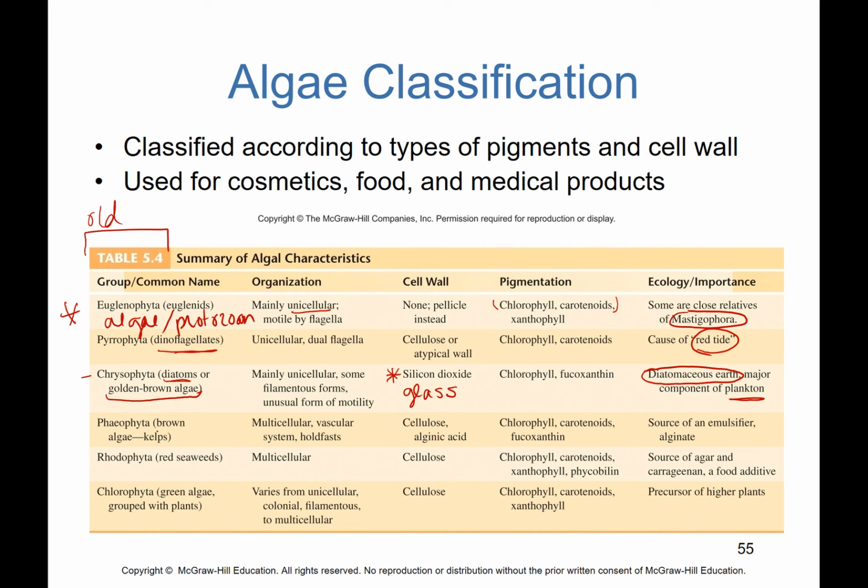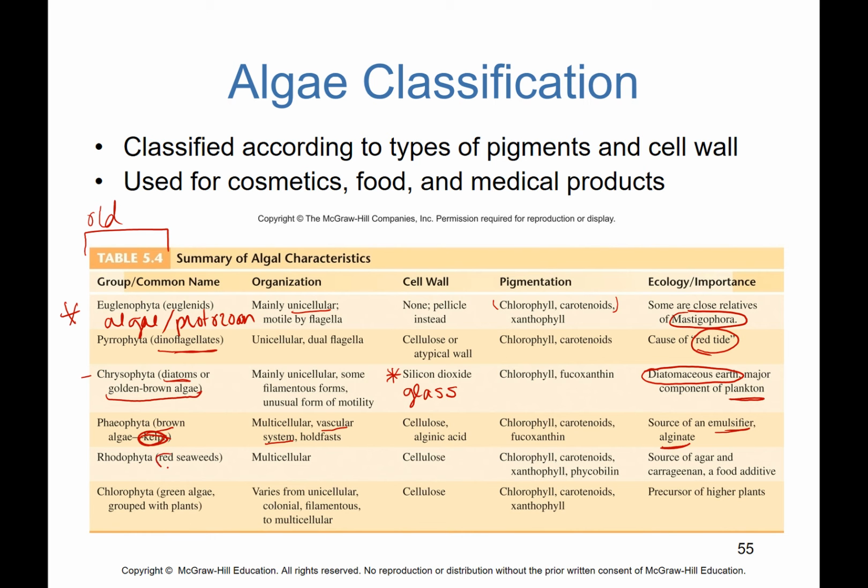Phaeophyta are your brown algae, specifically your kelps. These are multicellular and macroscopic organisms. They have a full vascular system, like what plants have in terms of xylem and phloem and how transport works inside the plant. They have cellulose in their cell wall, chlorophyll and carotenoids, and they are a source of an emulsifier, alginate. So we use some of these in things like food and whatnot.